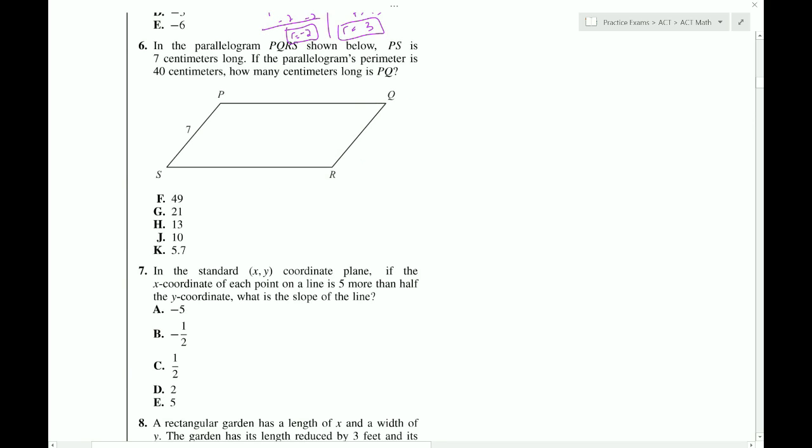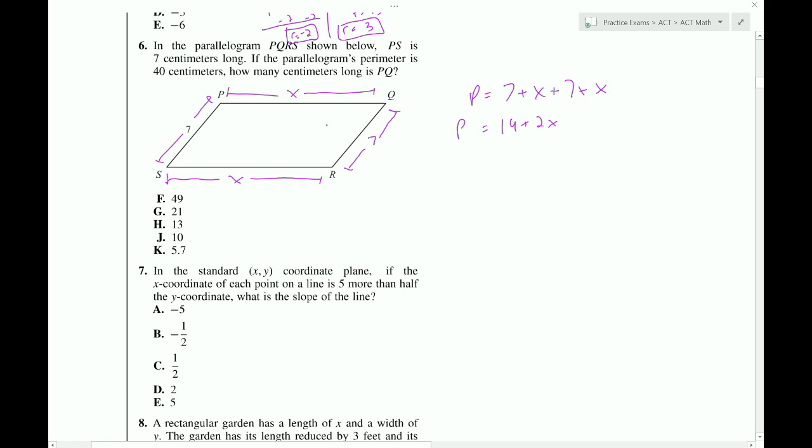In the parallelogram shown below, PS is 7 centimeters long. If the parallelogram's perimeter is 40, we already automatically know this side is 7, but we don't know this value. Let's call it x, and let's call this also x. Now the perimeter, if we write an expression for that, is adding all the sides together: 7 plus x plus 7 plus x. So that's 14 plus 2x. That's what our perimeter equals.